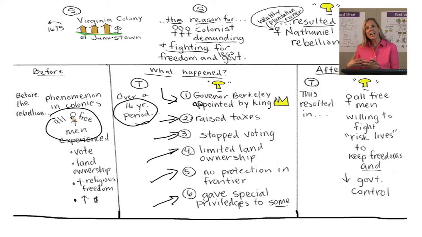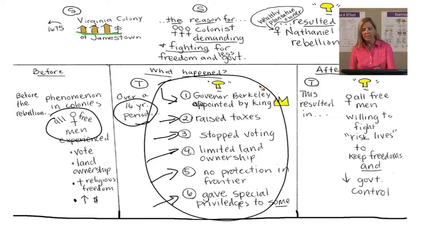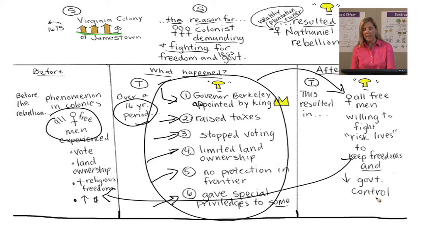Now only some were favored and were given privileges and others were not. So these were the reasons why those free men were willing to fight and risk their lives so that they could gain back these freedoms and have less government control. We identified those reasons, we discussed them, talked about them, and put them on our paper.